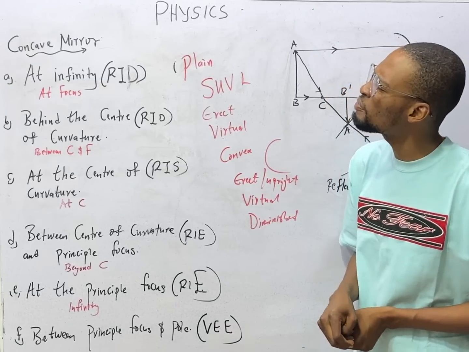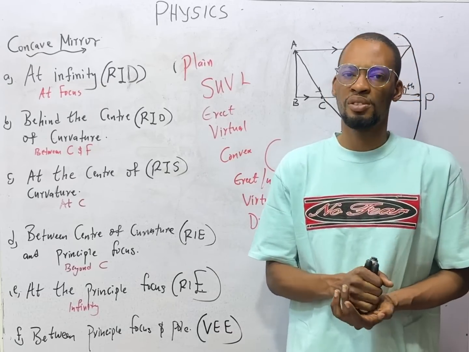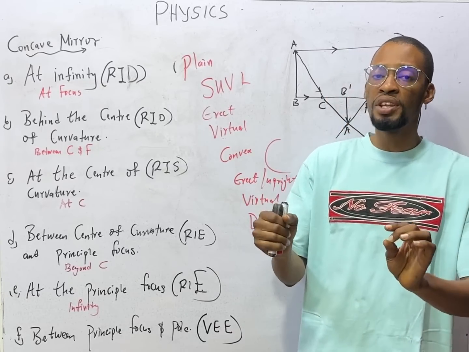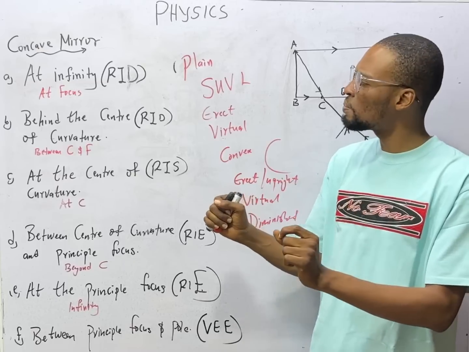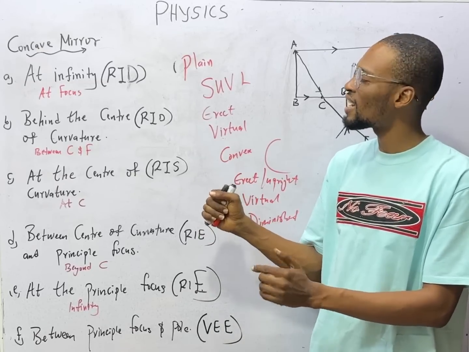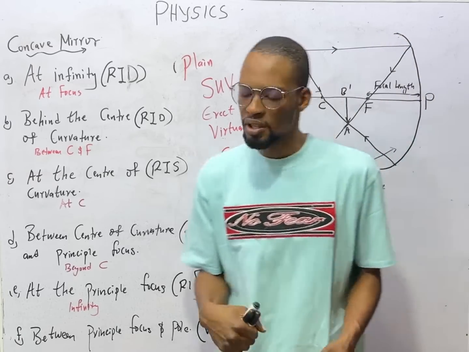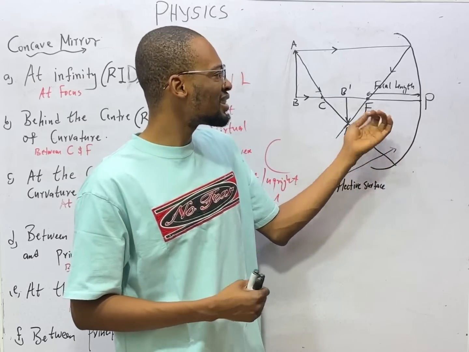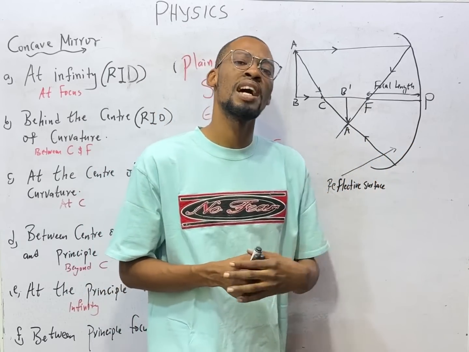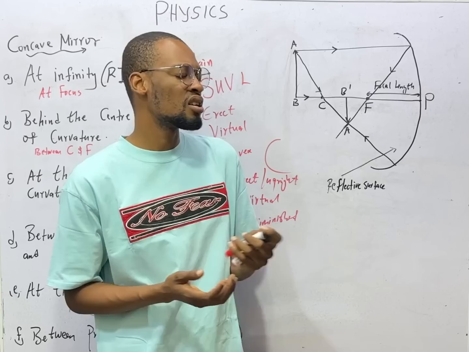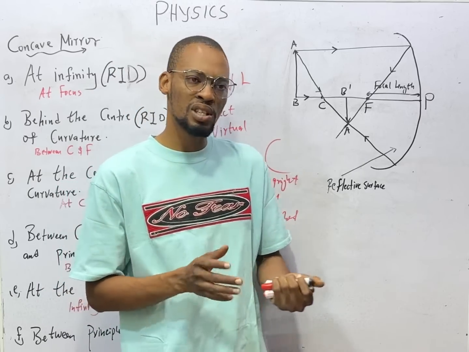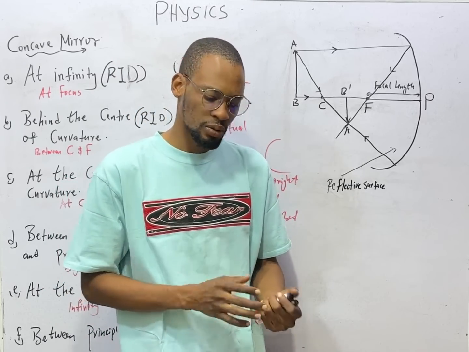But for concave mirrors, there are complications. The position of the object is what determines where the image is formed and the characteristics of the image. So if this is a concave mirror, and in the previous episode I gave the parts of the concave mirror, which I will still explain right now.